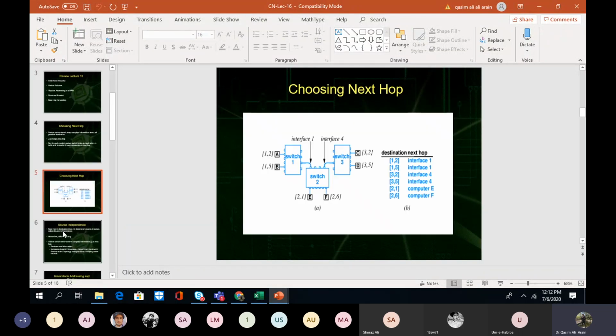So hopefully it is clear to you. Then this is the diagram that you are very much familiar with, that we also discussed in our last class. I mean, we have switch 1, switch 2 and switch 3.